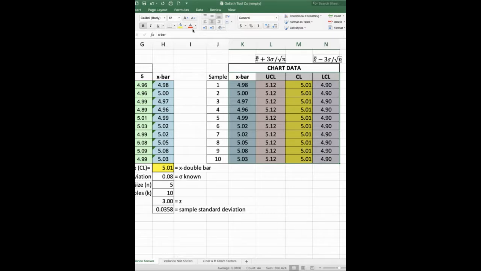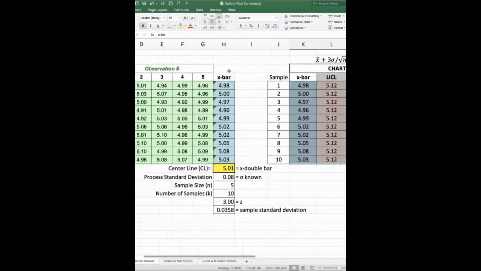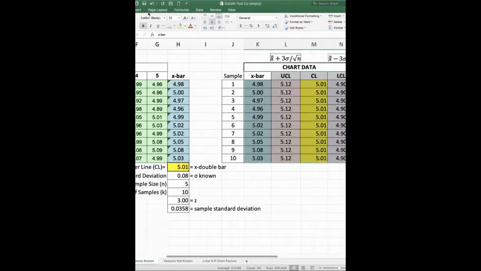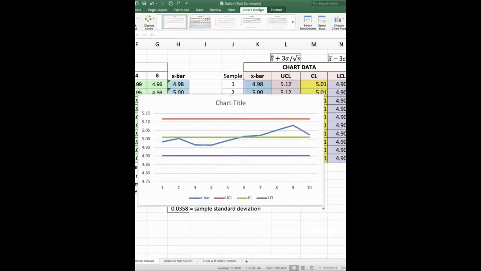Again, go to the insert function. Let me scroll back a little bit. We're going to insert. And then here, you'll see I'm going to choose a line chart, which is this here in the middle. And I'm going to take the very first line chart that pops up. And then here's our control chart.